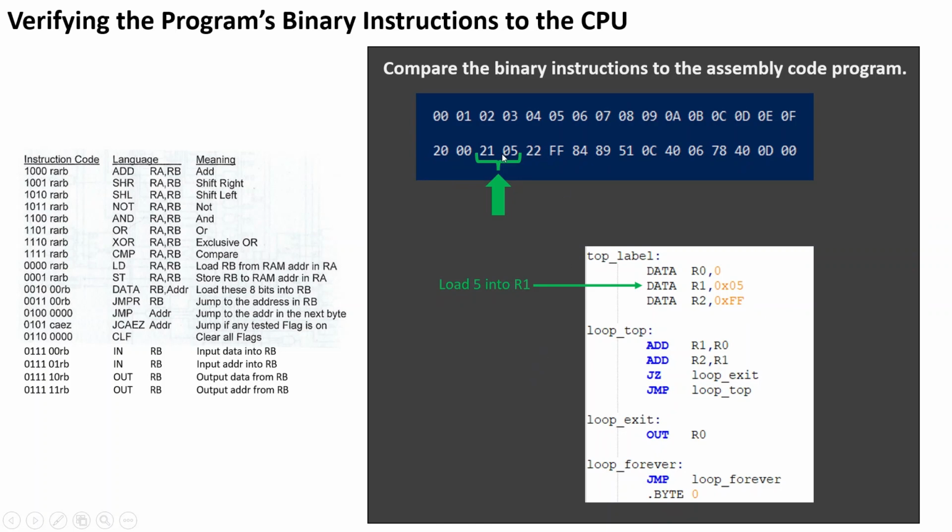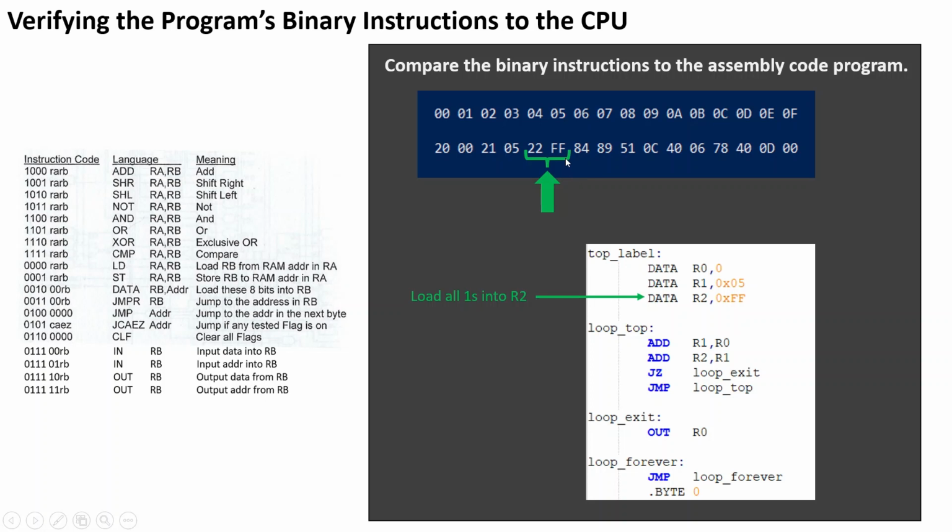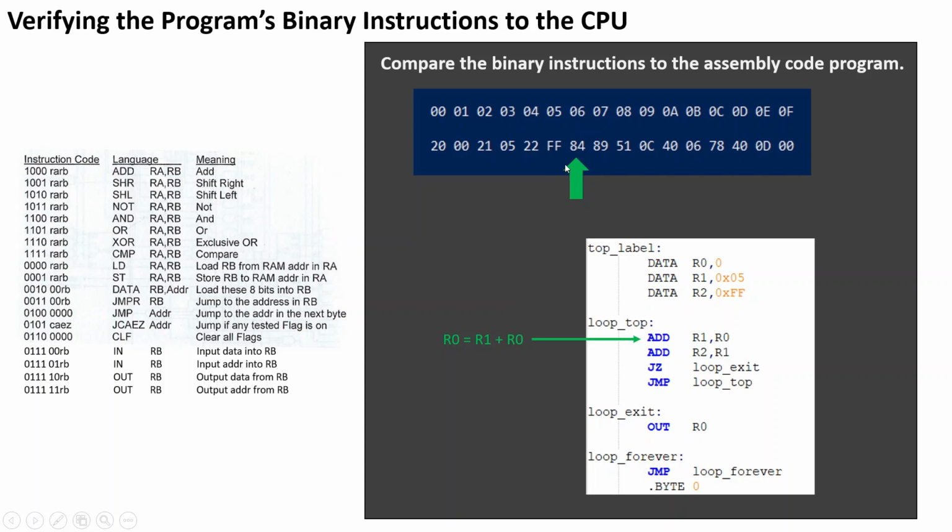The next instruction does the same thing, except we're loading into R1. So there's a 1 here, and we're loading the value of 5 into R1. The next one is loading the value of hex FF into register 2. So these first 6 instructions line up with these 3 data instructions. Now the next instruction, the A4, is an add instruction. If you look at the instruction codes, 1000 is 8 for the first hex instruction, and then 4.